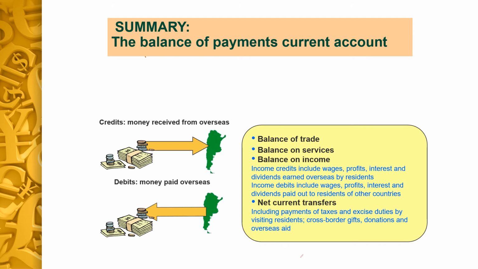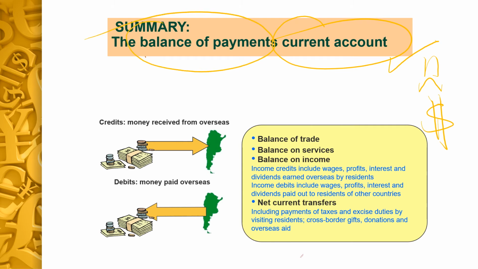So as a summary, what is the balance of payments current account? You need to know that it records how well or how badly a national economy is doing in international trade in goods and services. So it is all the monetary transactions between a country and the rest of the world. It is being recorded here in the balance of payments.